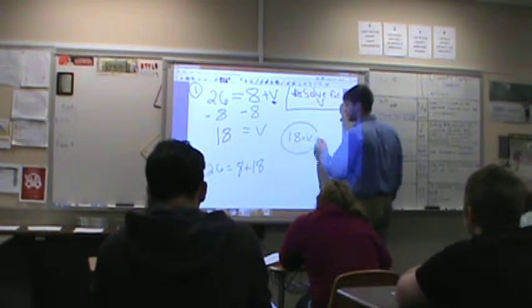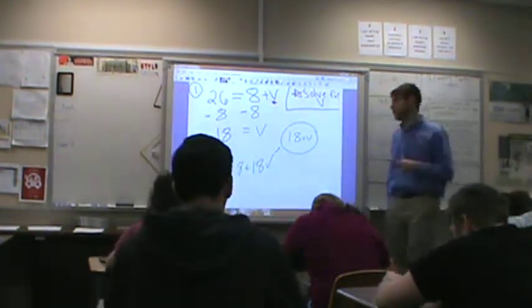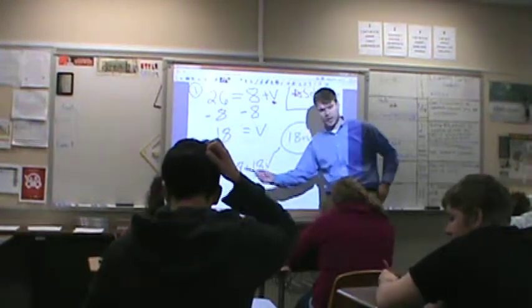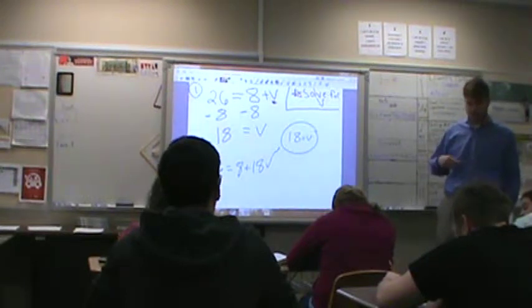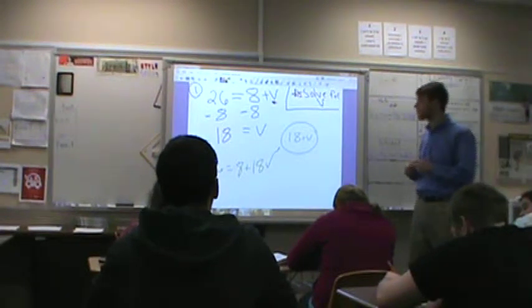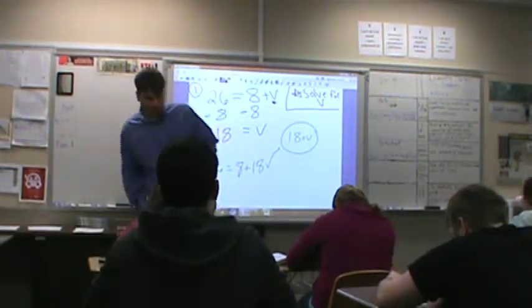So guys, on your worksheet you have 18 equals v. Go ahead and circle it for me, and you've checked it, okay? The check is important, because if it doesn't make sense when you go back and check it, you know you've done one of the steps incorrectly, okay? Everyone has that written down. Beautiful.